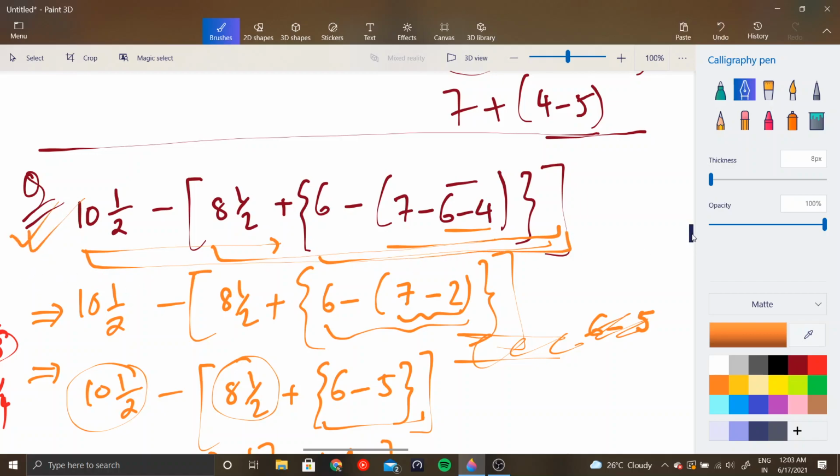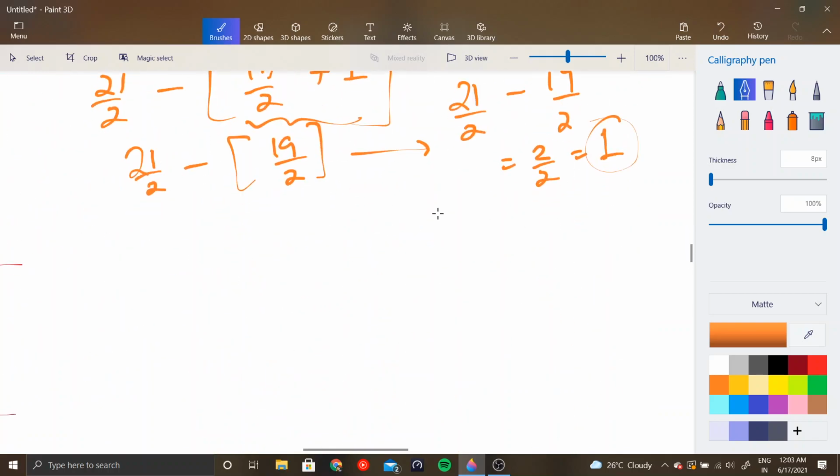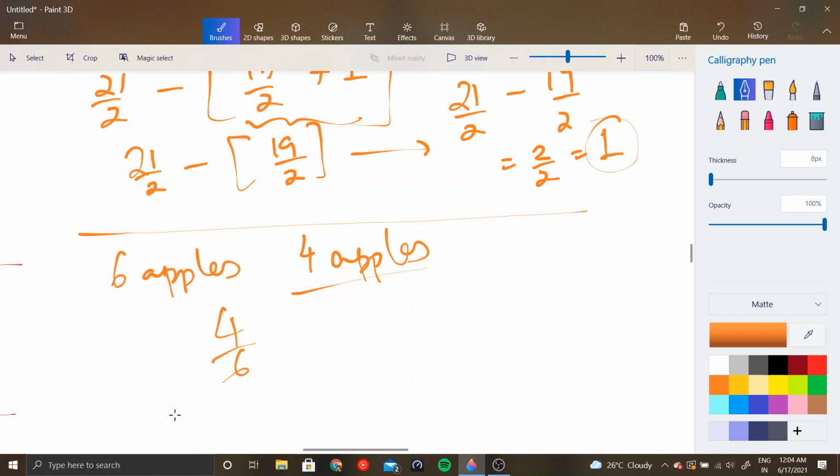I urge you to practice more sums related to fractions. There are more sums where the units are mentioned. They will complicate things and test whether you can deal with units at the same time. Suppose they give you 6 apples and you draw out 4 apples from them. So what fraction did you bring up? That is basically 4 by 6. Don't be confused with the wordings, okay?